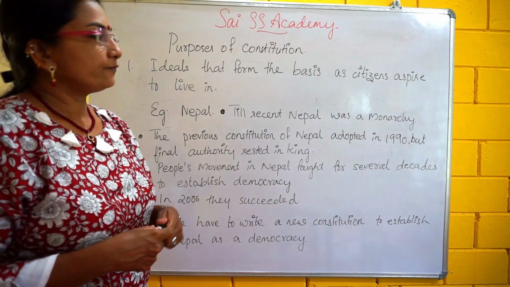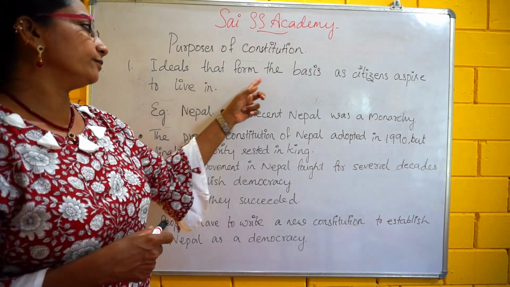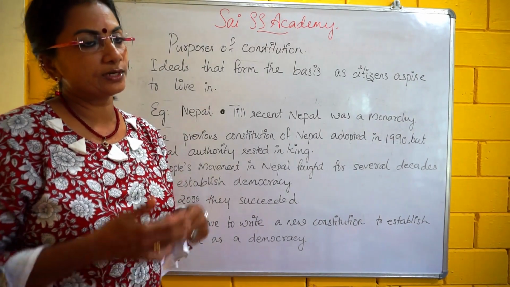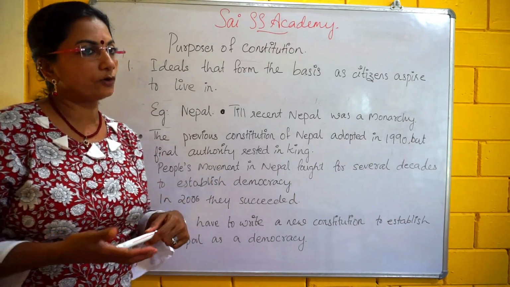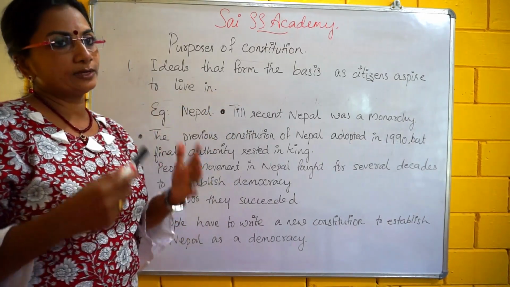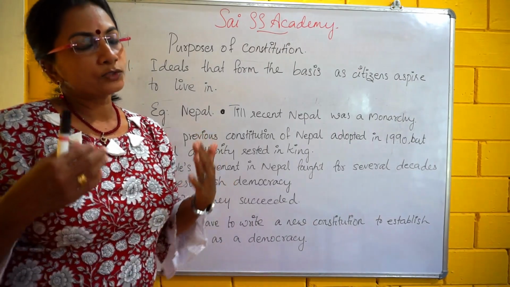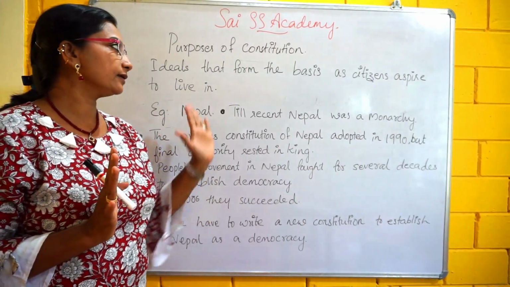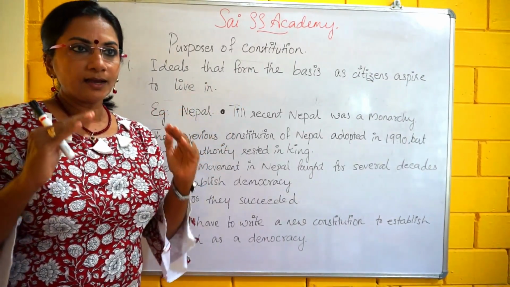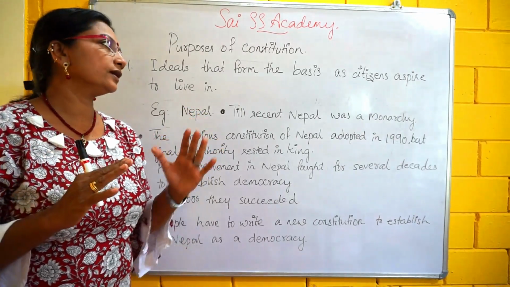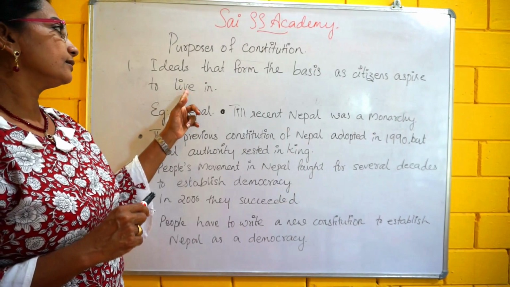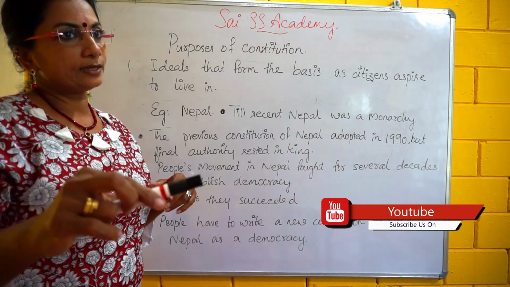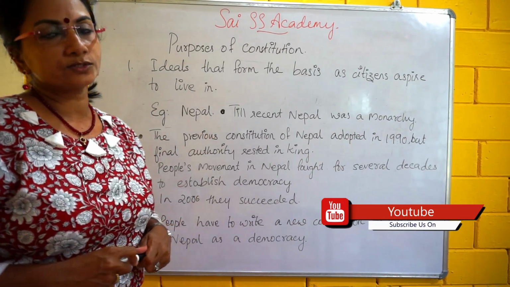Next I am going to discuss the purposes of the constitution. The first point: ideals that form the basis as citizens aspire to live in. That is the first purpose of having a constitution. What do you understand by this? It means the constitution tells us what the fundamental nature of our society is. Got it? That means we should follow a constitutive rule. That is the first purpose for having a constitution.